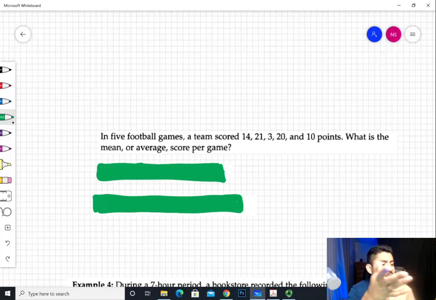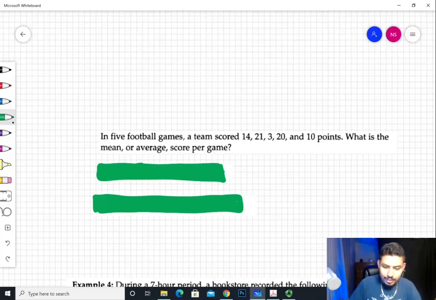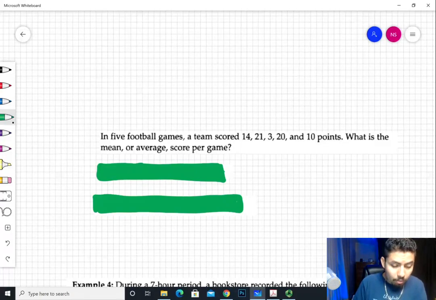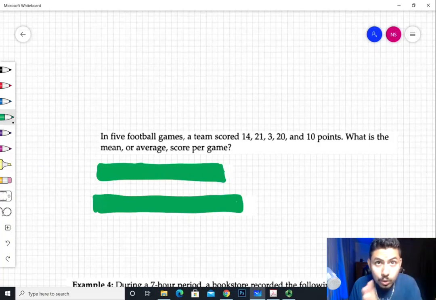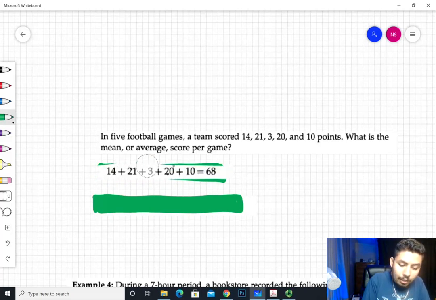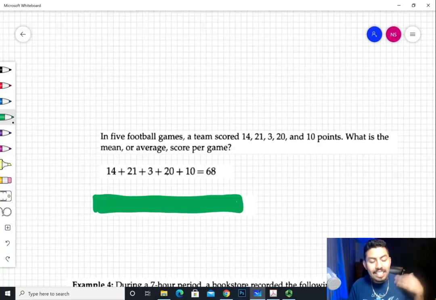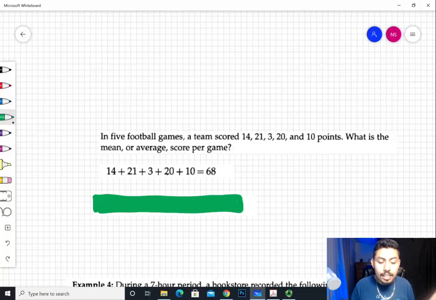Okay, so this is a perfect example. There's my list of numbers. They gave it to us. 14, 21, 3, 20, and 10 points. They want to know the mean. So, how do I find the mean? Do you remember? You add those numbers and then you divide by the amount of numbers there are. So, first things first, add those numbers. 14 plus 21 plus 3 plus 20 plus 10 equals 68. That's what the cheat sheet said, right? Add the list of numbers.